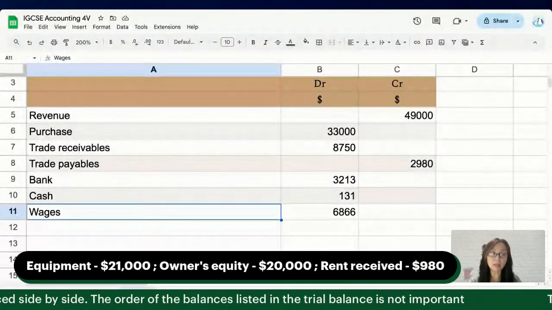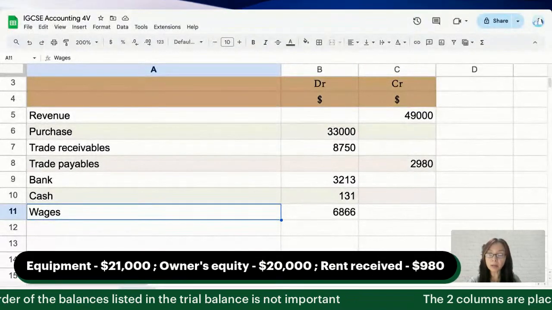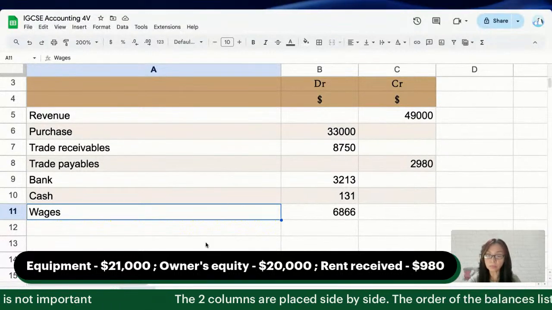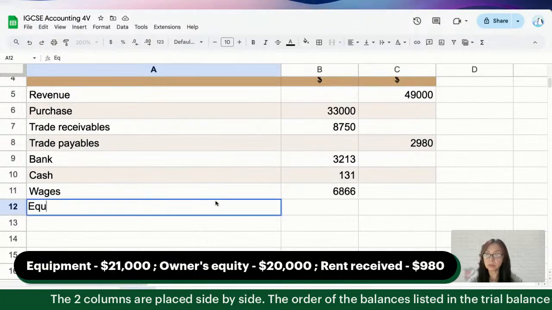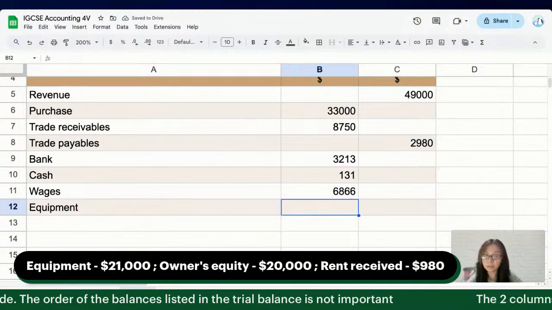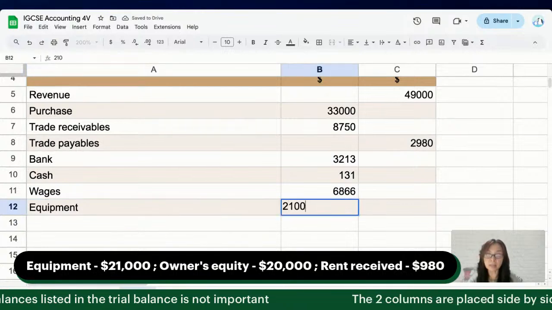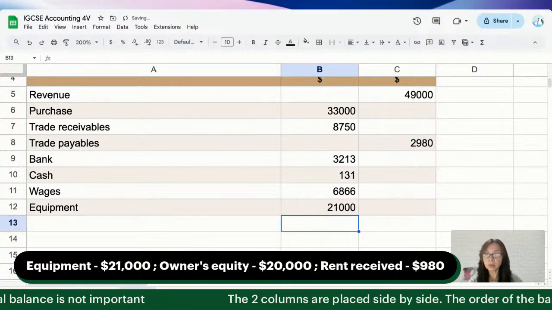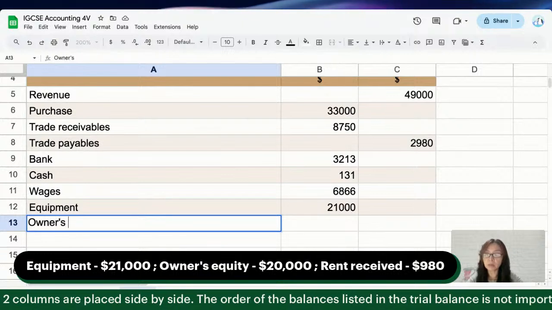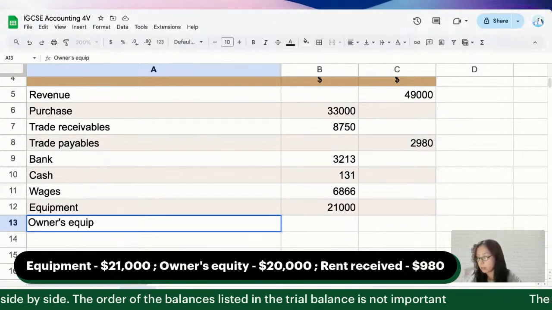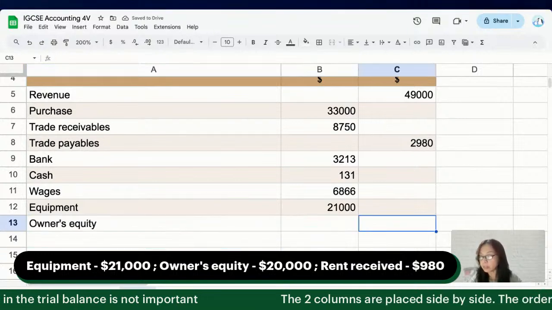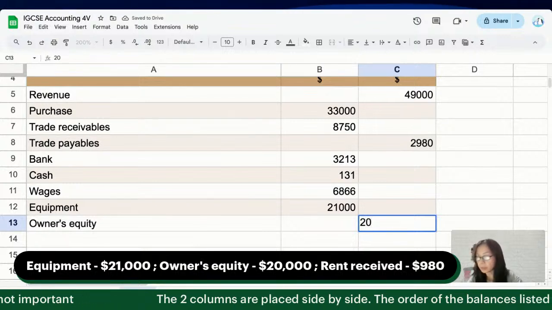Expenses are actually on the debit side also. All right, and next is equipment. Equipment is an asset, that's why it is on the debit side too, 21,000, followed by owner equity. Remember, owner equity is on the right, so it's in credit, 20,000.